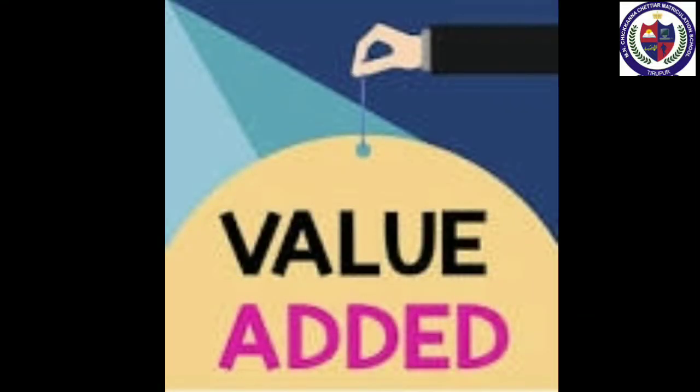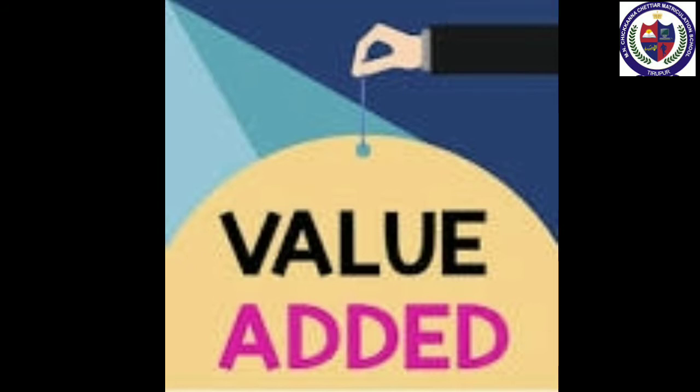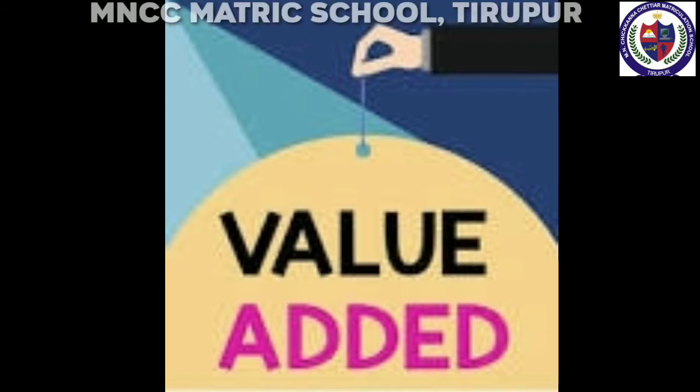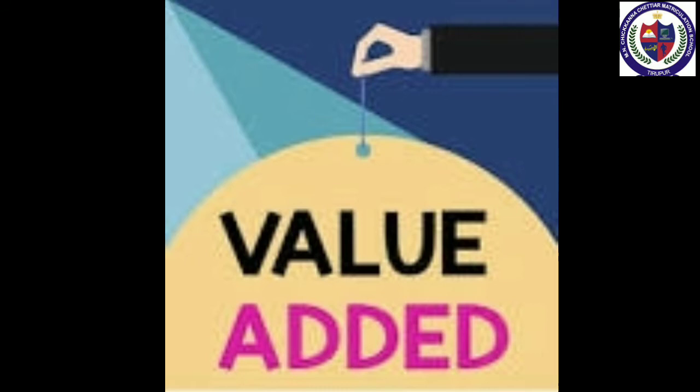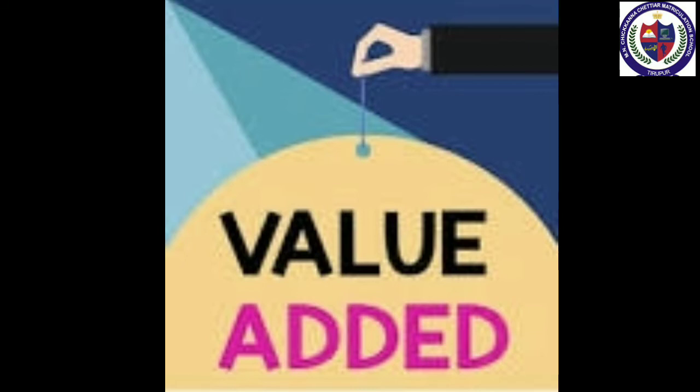Raising value added per hectare. Agriculture policy is to increase per hectare value added by raising the productivity of agriculture in general and productivity of small and marginal holdings in particular.